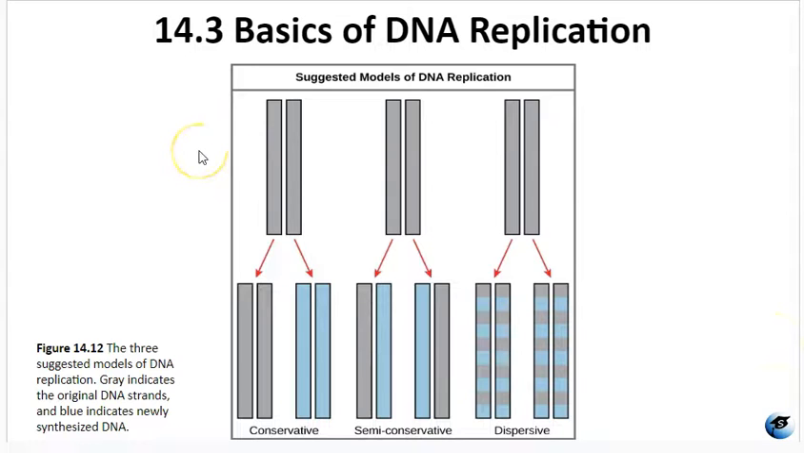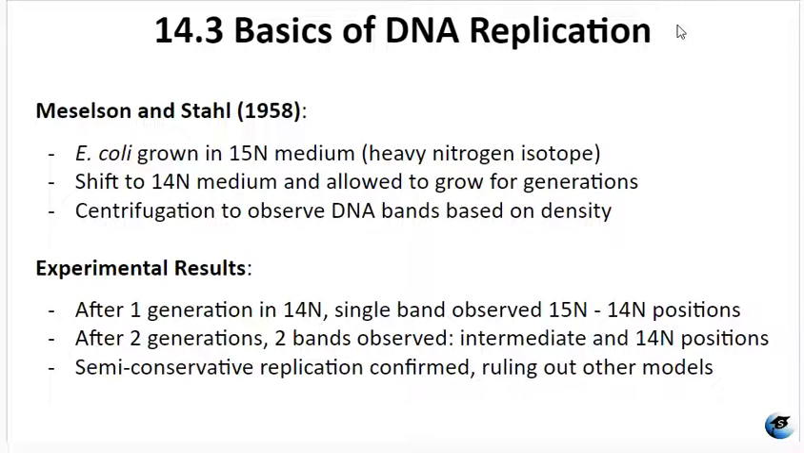Here's an illustration of the three models that had been proposed: conservative, semi-conservative, and dispersive. You may already know which of these models ended up being correct, but we will go into that in a moment. Meselson and Stahl in 1958 did experiments using E. coli to investigate DNA replication.